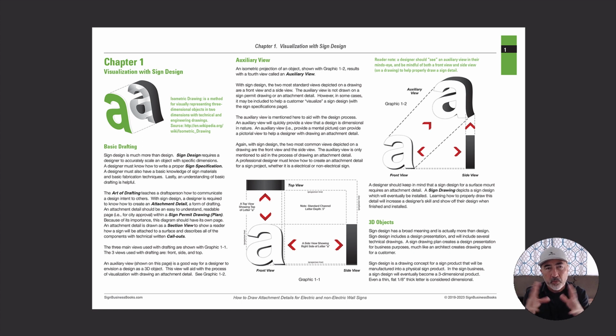Okay, so Chapter 1, titled Visualization with Sign Design. This chapter covers the basics of drafting, which is a key element with dimensional sign design which no one in the sign business talks about. This chapter provides enough examples to show the dimensional nature of sign design and sign drawing with exploded views and other aspects with the anatomy of different types of letters, especially the fabricated signage, which is perhaps the most difficult to understand for new designers.